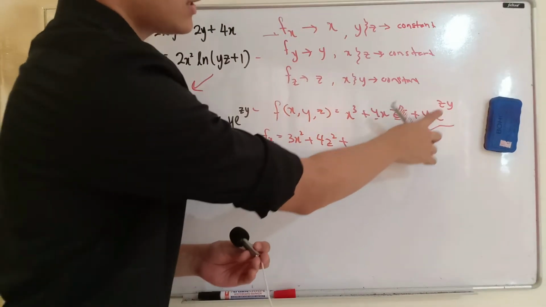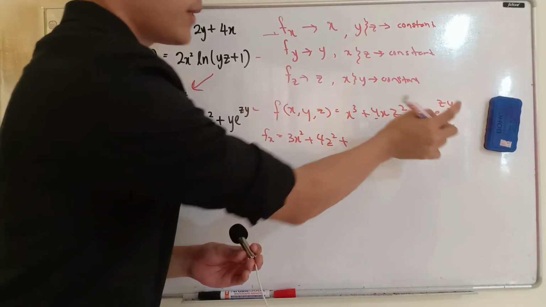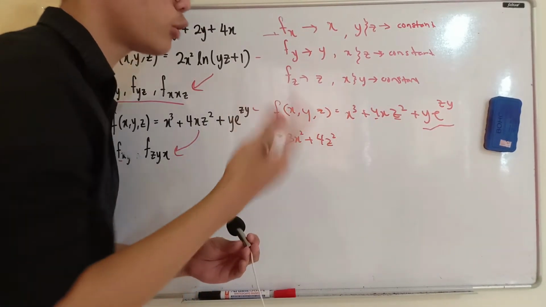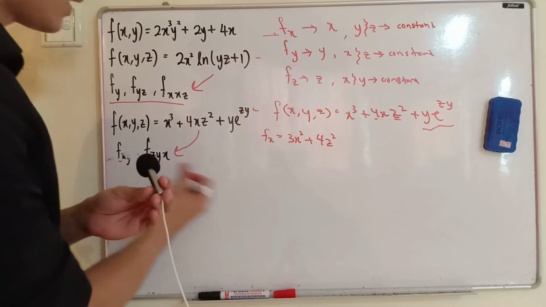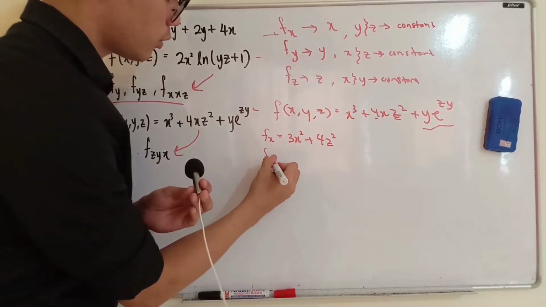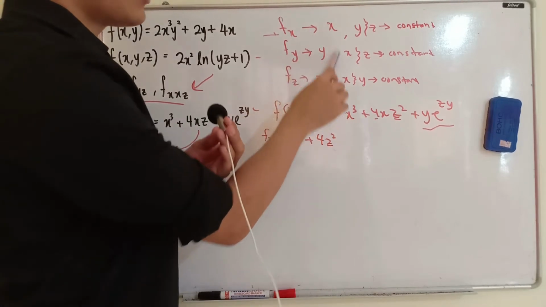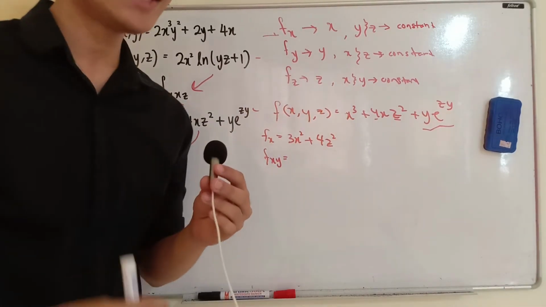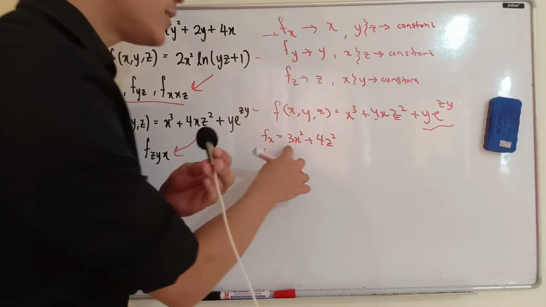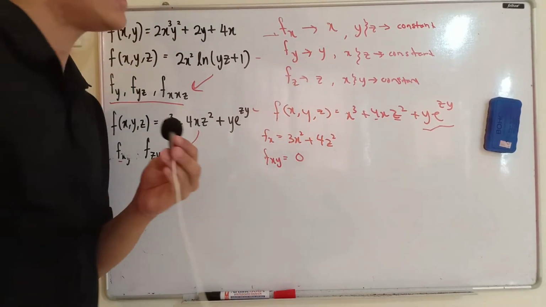Here y is a constant, z is a constant, y equals to constant, e also constant, so it's going to be 0. So you don't need to write it. Then after that, f_y over here. So you need to differentiate with respect to y. When you differentiate with respect to y, s and z are going to be constants. When you differentiate a constant over here, going to be 0.